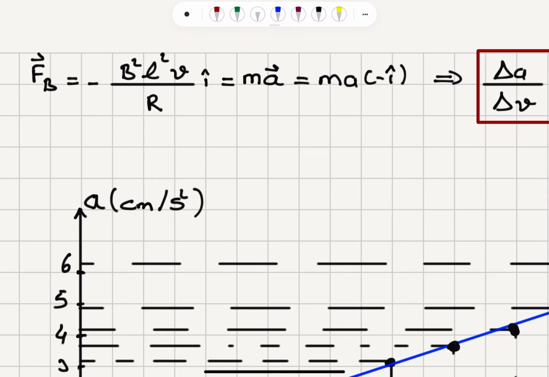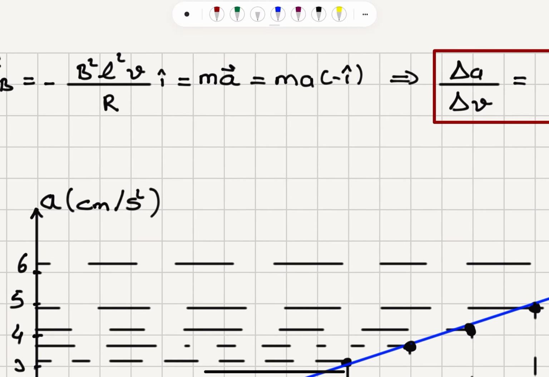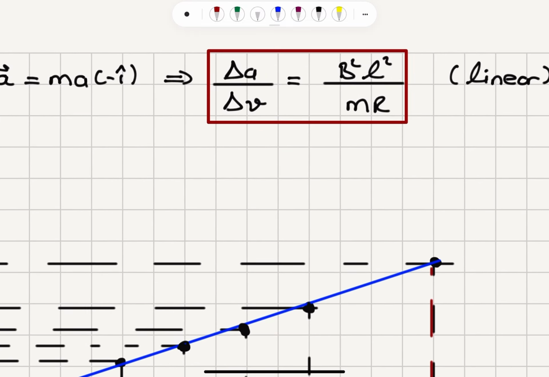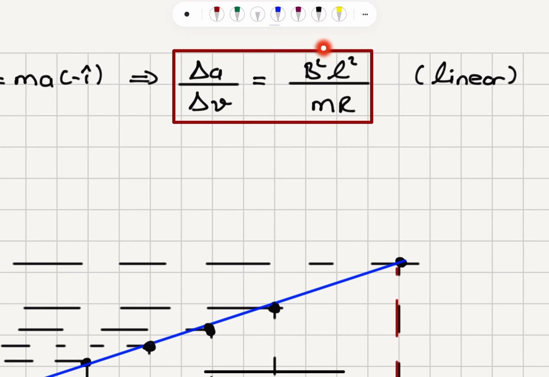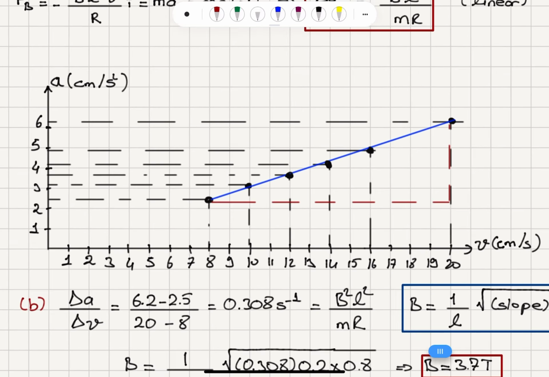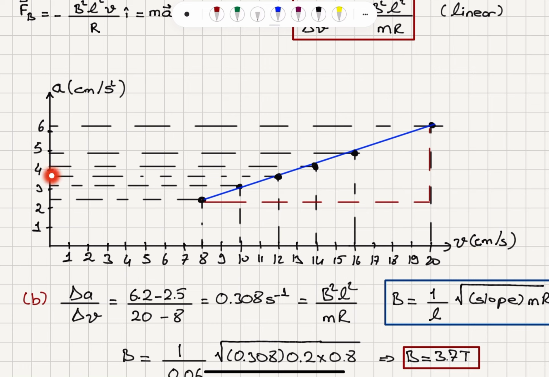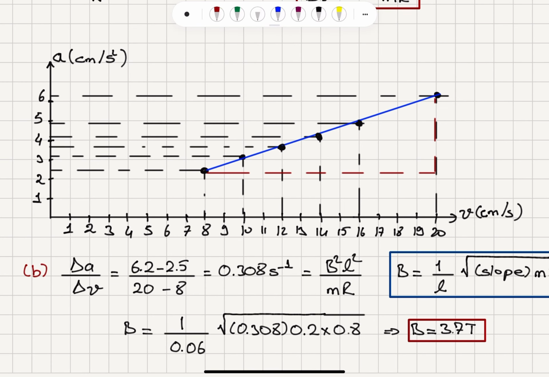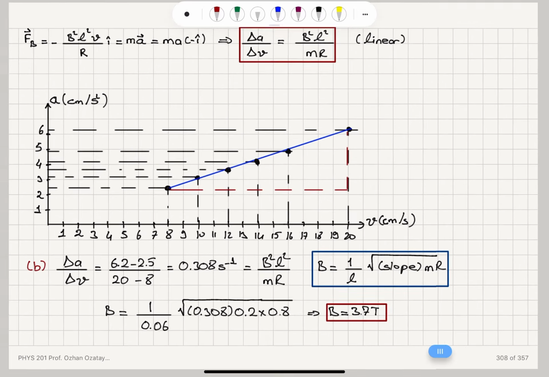we find that there is a linear relationship between acceleration and the speed. The acceleration is minus B square L square V over mr, so that delta A over delta V is B square L square over mr, which is a constant, so it's a linear relationship between acceleration and speed. Actually, when we plot it, we see this linear relationship. The best linear fit to this data gives us 0.308 inverse seconds for B square L square over mr, that's the slope. So from this we can pull out the magnetic field, 3.7 Tesla.